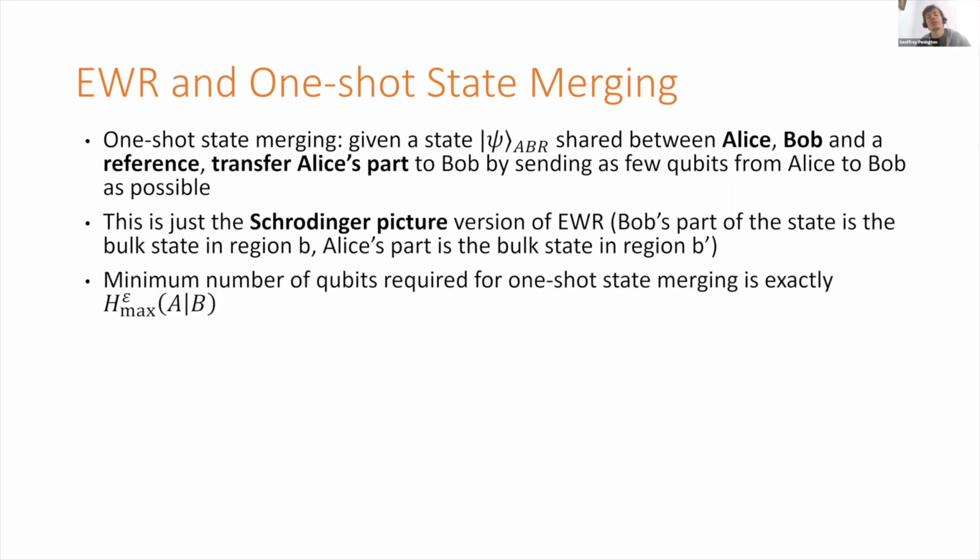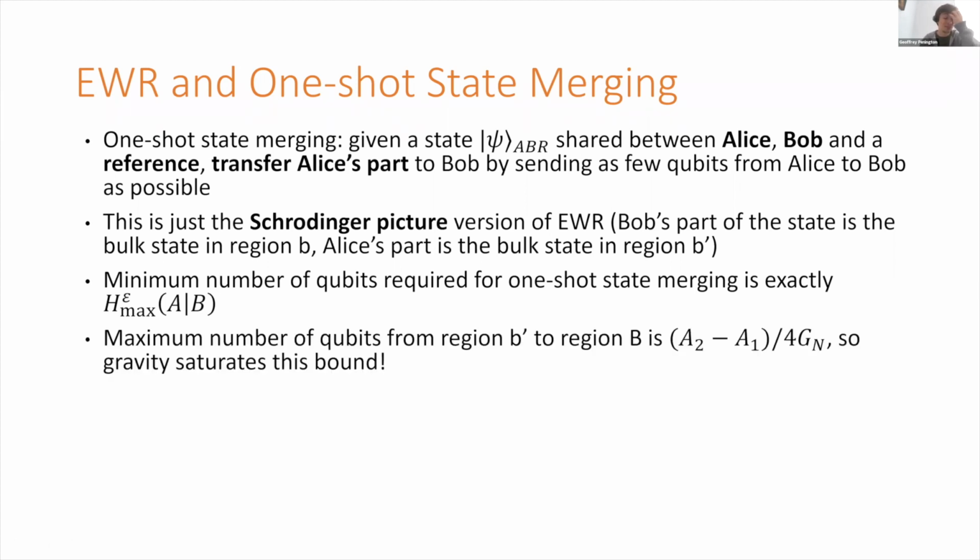Turns out the minimum number of qubits that you need to do one-shot quantum state merging is exactly this conditional smooth max entropy. The conditional smooth max entropy of Alice's part of the state, conditional on Bob's part of the state. That's, of course, exactly the quantity that showed up in gravity. And in fact, the maximum number of qubits that you can learn about region little b prime from region big B is just the difference between the two areas, A2 and A1.